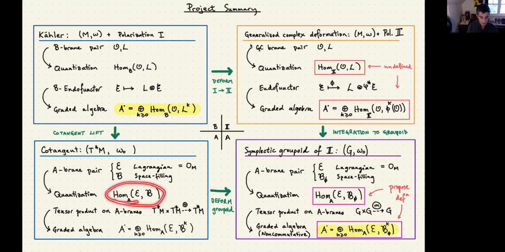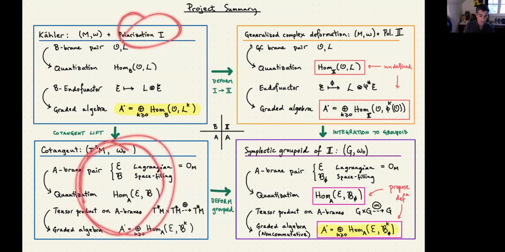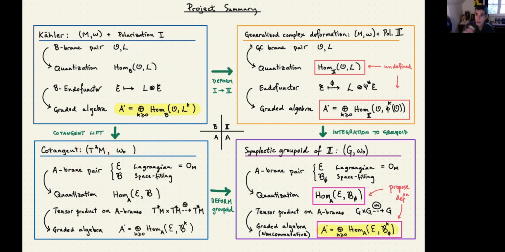Then the homomorphisms between them give us the same result, but I'm in a different category. I'm in the so-called A model. And then the tensor product of these A branes comes from the fact that the space itself that I'm using has some kind of monoidal structure. It's a groupoid. Okay, and that gives rise to a graded algebra, which is the same as that one. So this is the cotangent lift construction, I would call it, converting B model into A model in a certain simple way. Now I'm going to explain how this should be deformed. So I need to now change the polarization from a complex structure to a generalized complex structure, and I need to see how this thing is going to be modified. What we're going to see is that this cotangent bundle changes dramatically. It changes to what is called a symplectic groupoid.